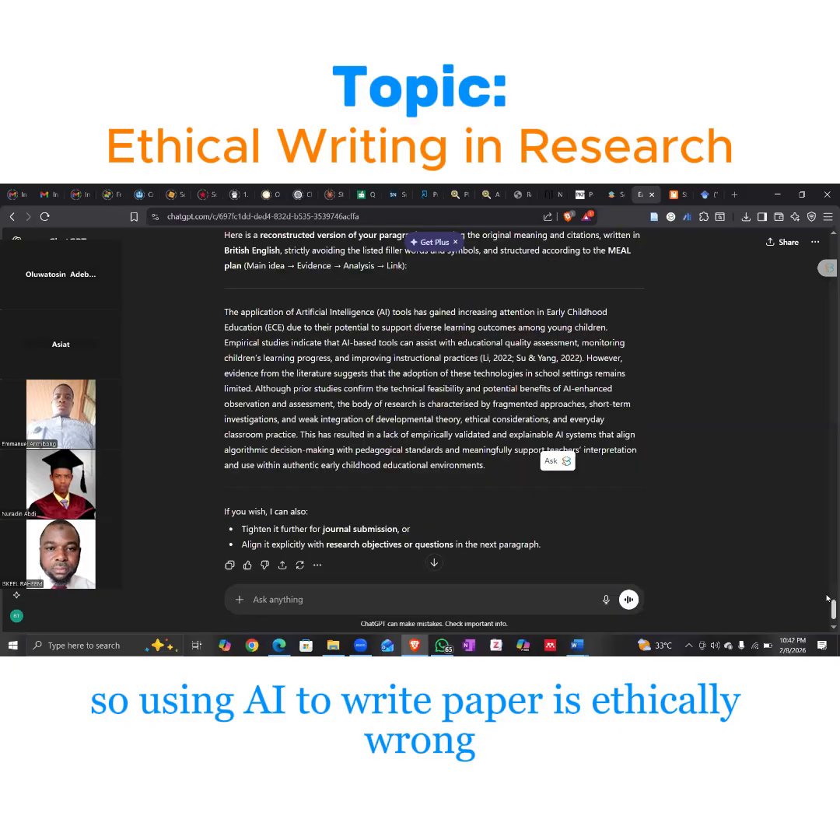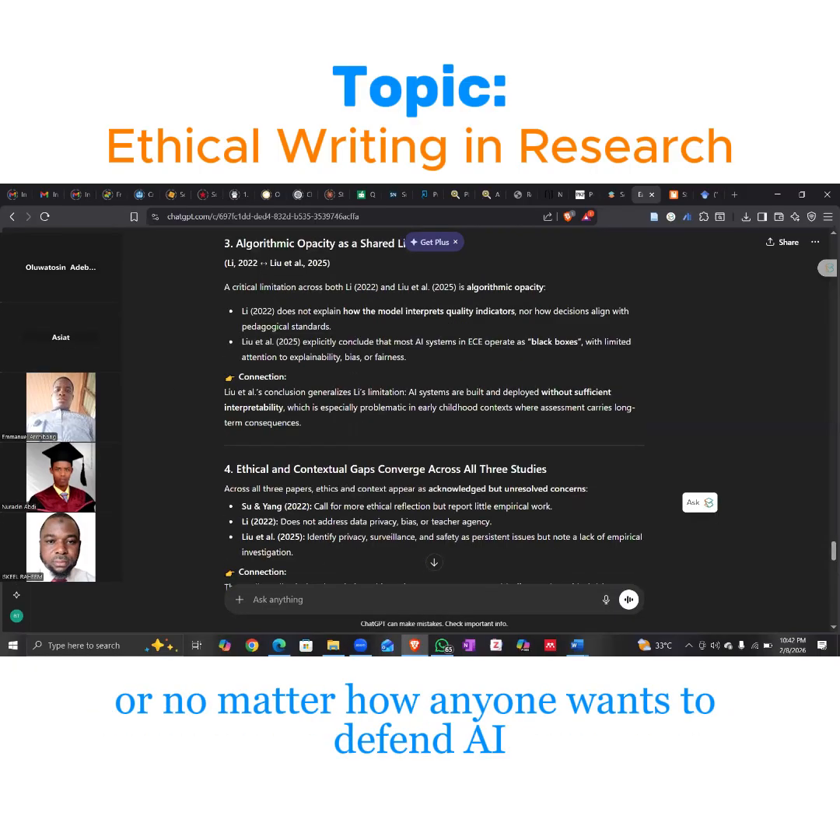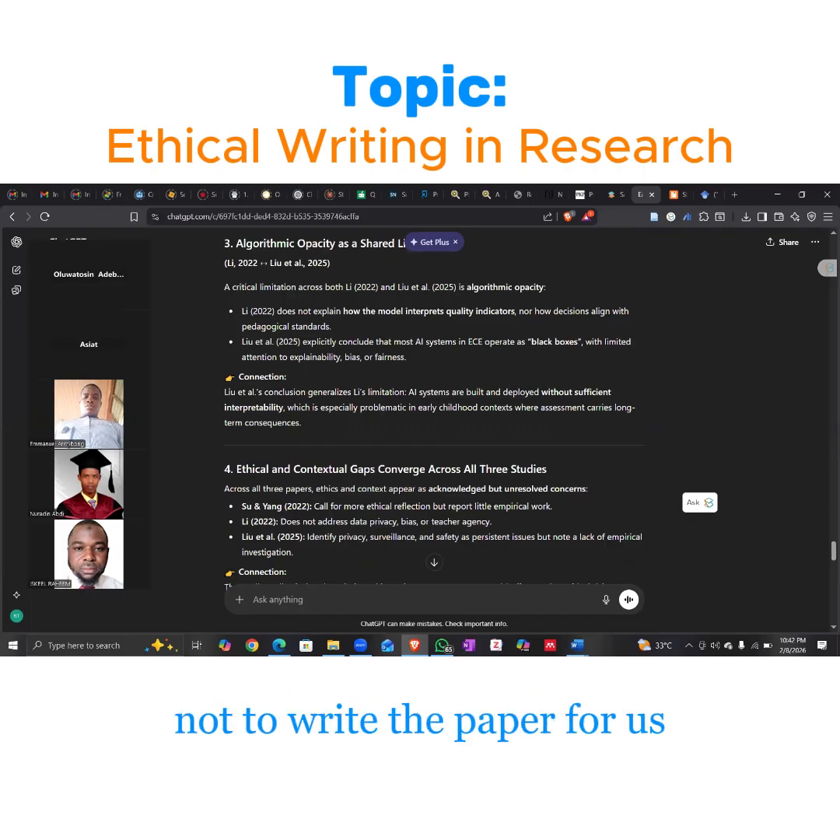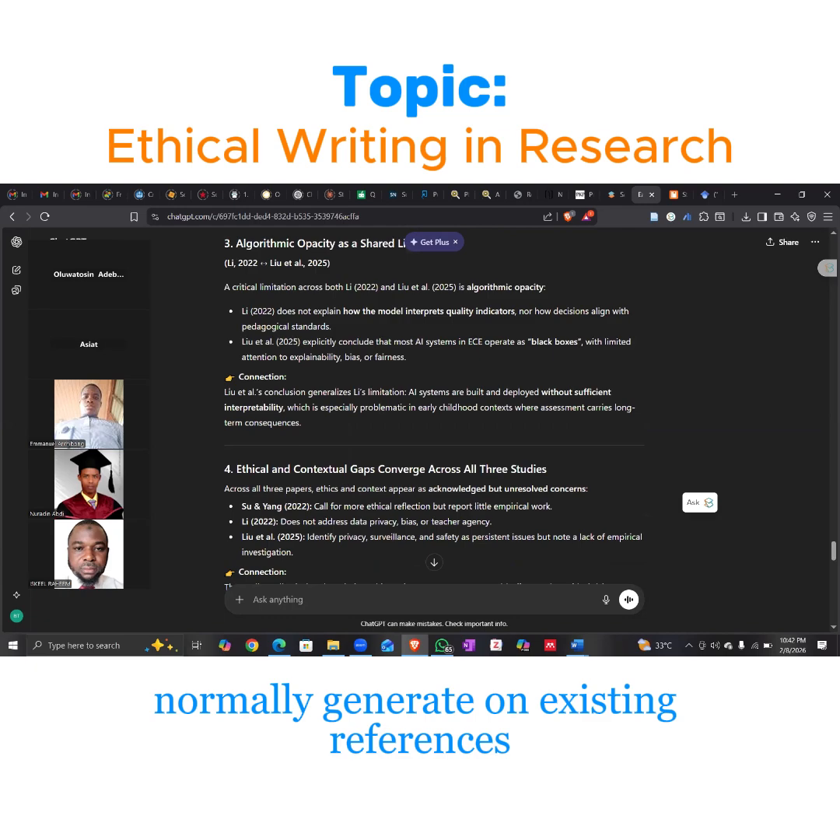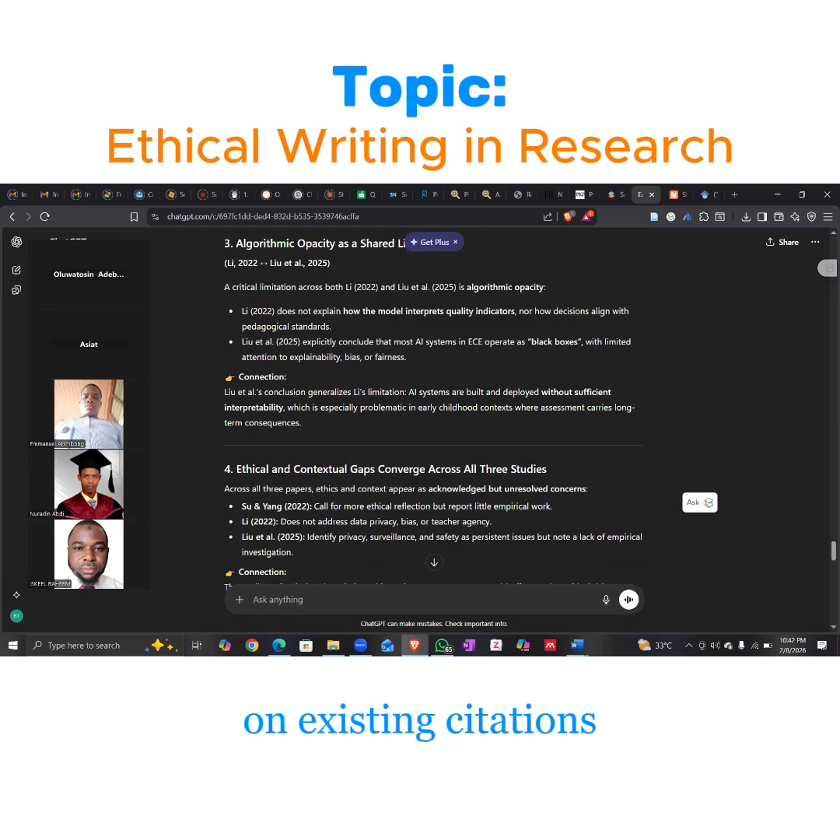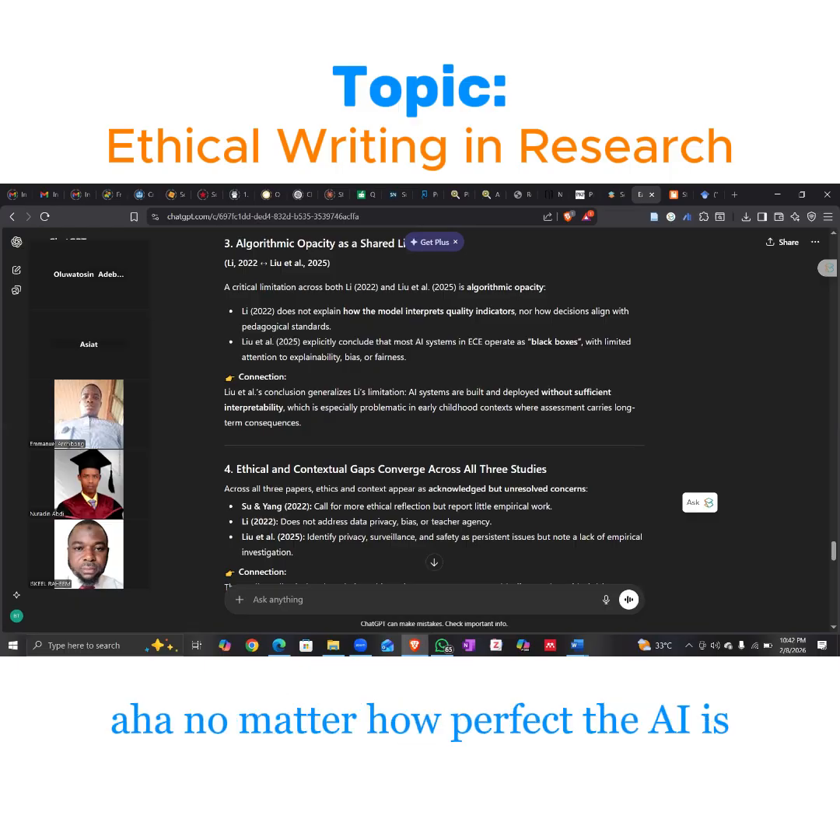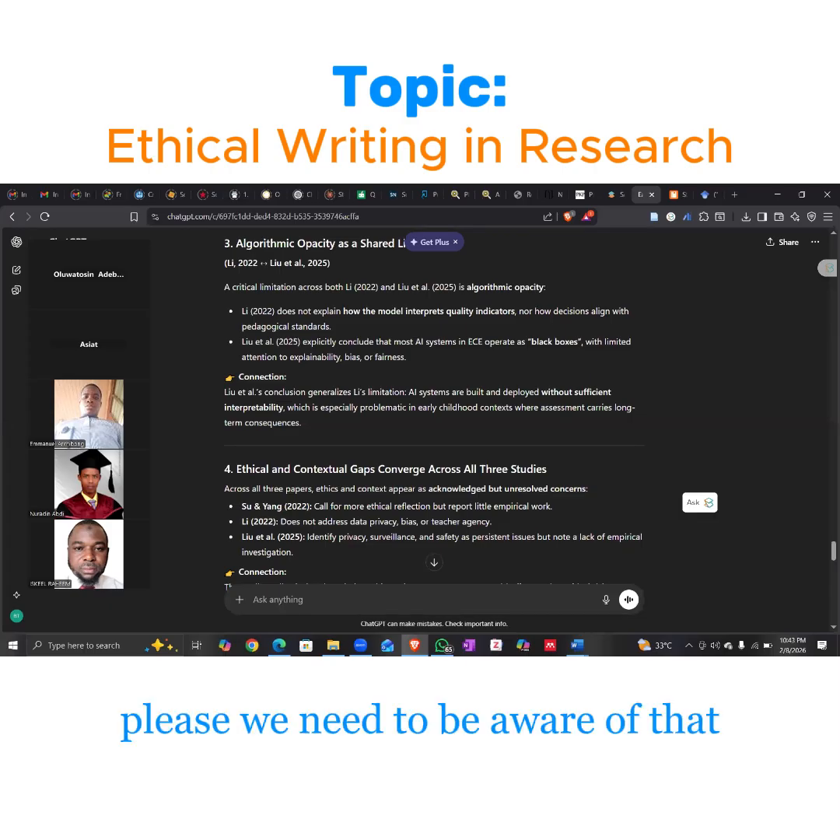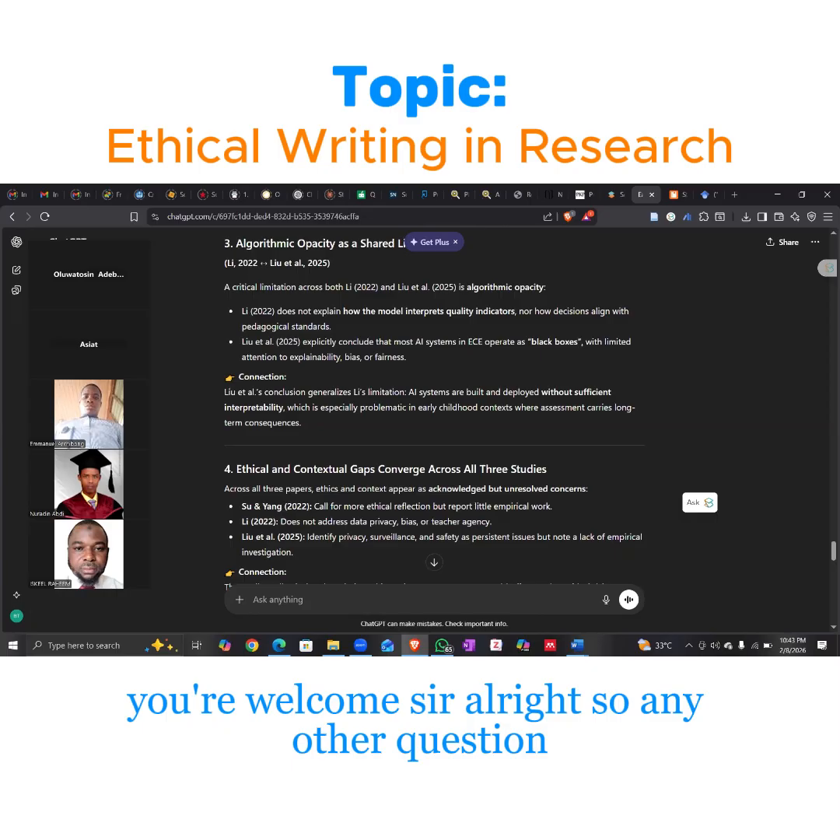So using AI to write a paper is ethically wrong. No matter what anyone wants to say, or no matter how anyone wants to defend it, AI is supposed to guide us when we're writing, not to write the paper for us. And I don't need to tell us by now that AI normally generates non-existing references, non-existing citations. I hope you know that. You're correct, sir. No matter how perfect the AI is, it will still generate non-existing citations. Please, we need to be aware of that. So I hope I've answered your question, sir. Yes, sir. Thank you so much, sir. You're welcome, sir. All right.